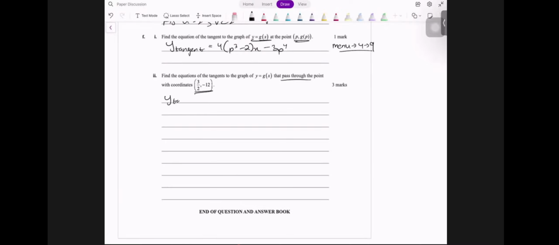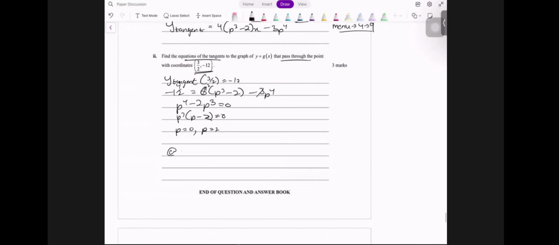So y tangent of 3 on 2 should equal negative 12. So you get negative 12 is equal to, if you sub 3 on 2, 6p cubed minus 2 minus 3p to the 4. So you can simplify these parts here and put them all to one side and you get p to the 4 minus 2p cubed, which is equal to 0. Now it's just a matter of solving using the factor law. You get p equals 0 and p equals 2. And you're looking for the equation of the tangent, so I'll say at p is equal to 2 and at p is equal to 0.